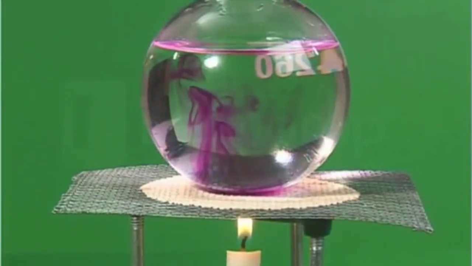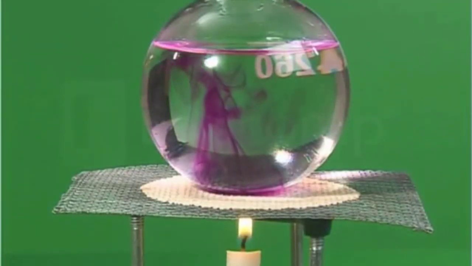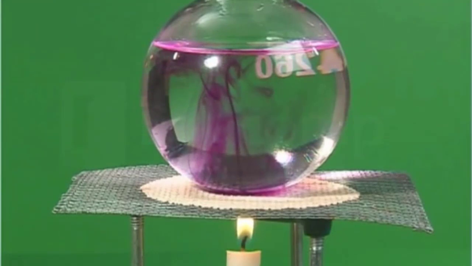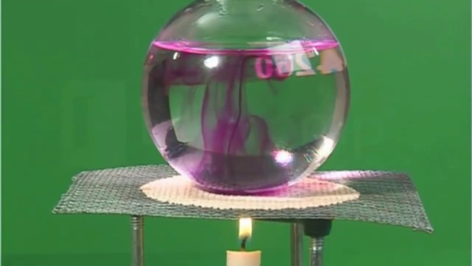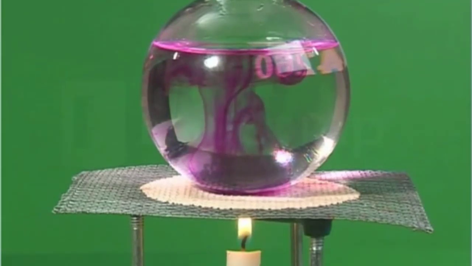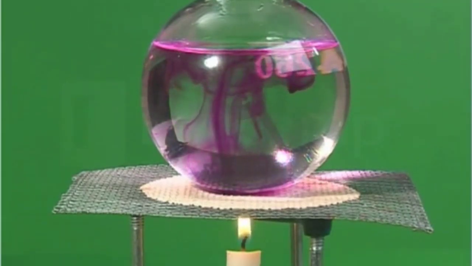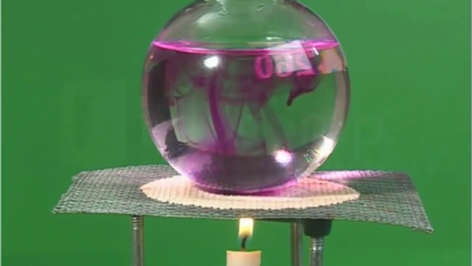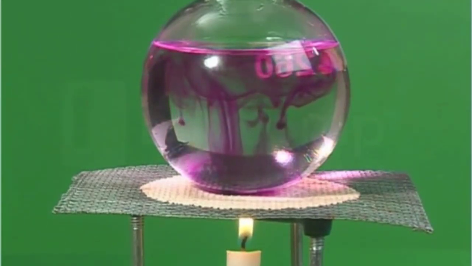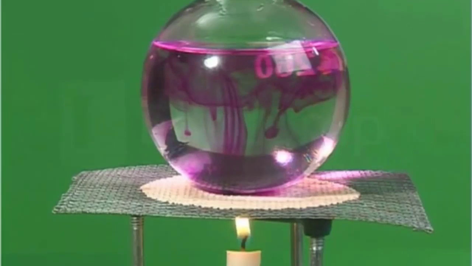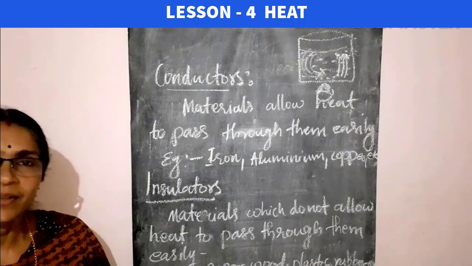Why does this happen? When water is heated, the water near the flame gets hot and rises up. The cold water from the sides moves down towards the source of heat. This cold water then gets hot and rises up. This process continues until the whole water attains the same temperature. This kind of heat transfer is known as convection.